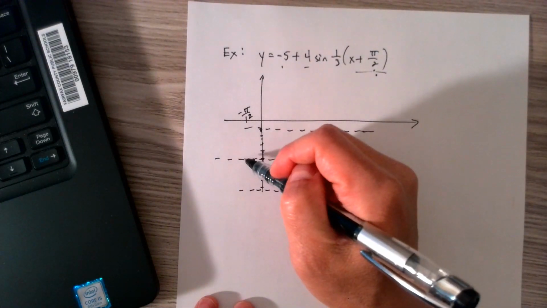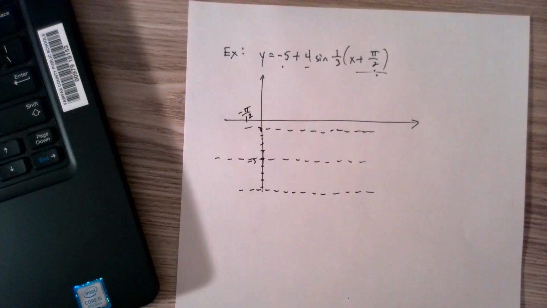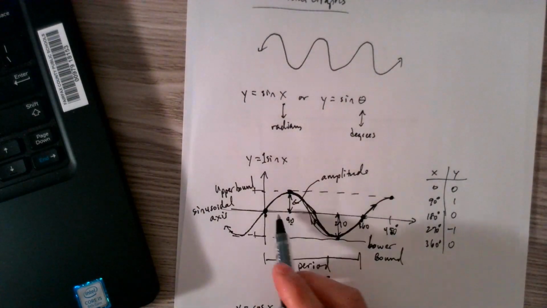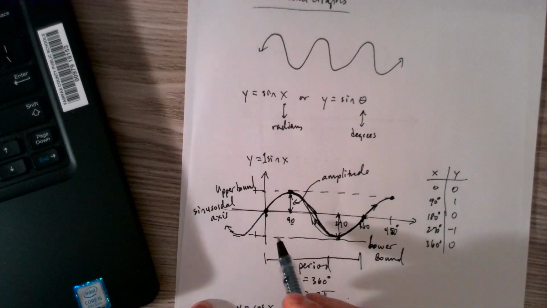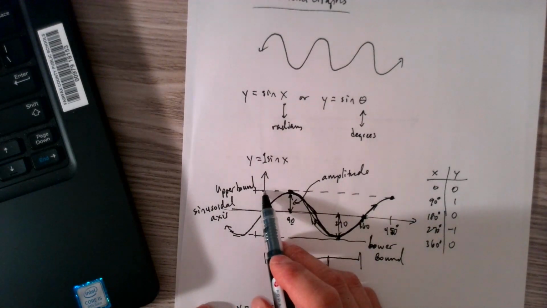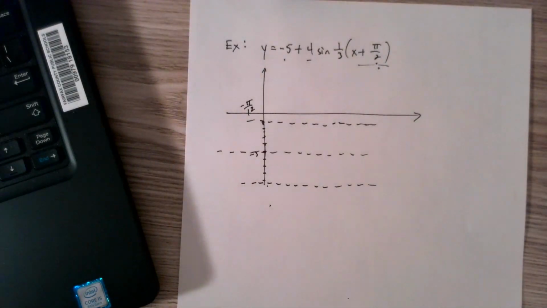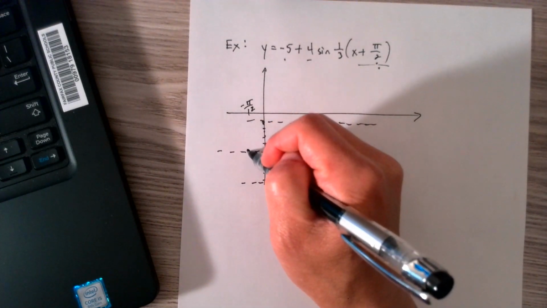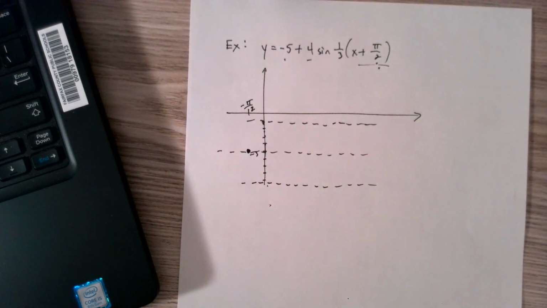And remember, sine curves, going back to the parent here, they start, quote, start because there's really no start. They start in the middle. They start at the sinusoidal axis. They don't start at the upper bound like cosine does. So there will be a point at negative pi over 2, negative 5 here, right in the middle.